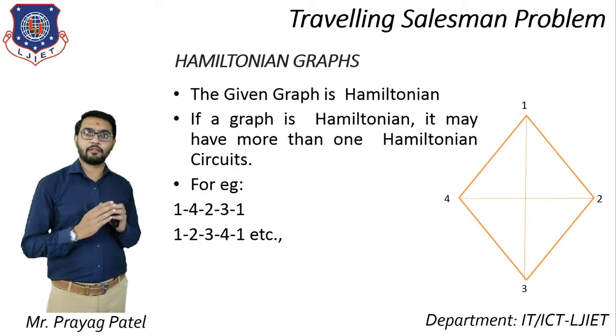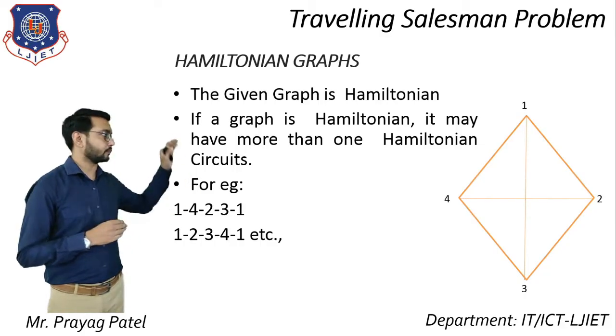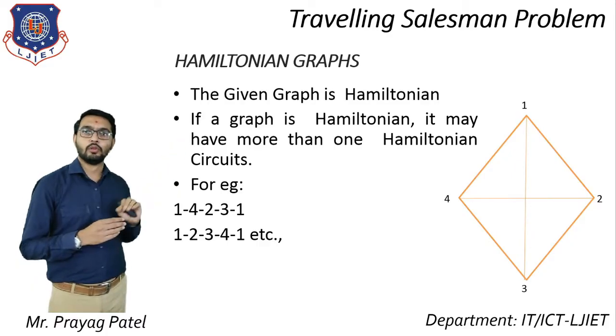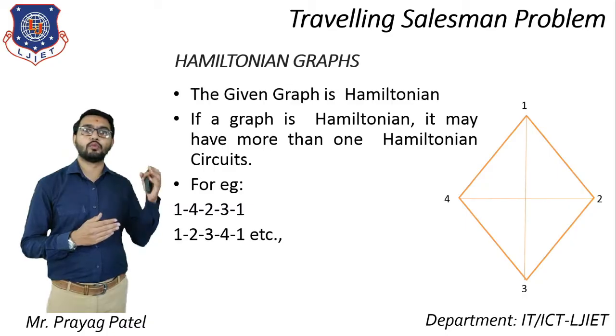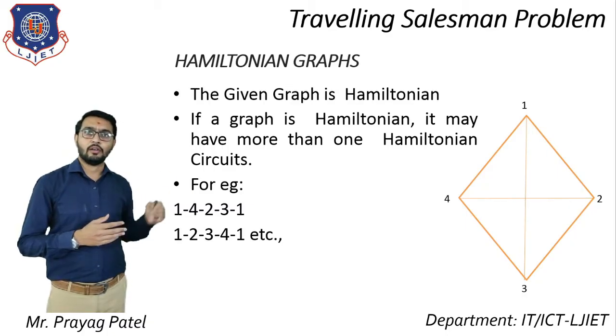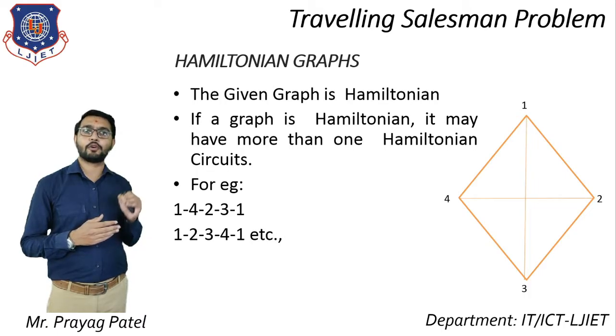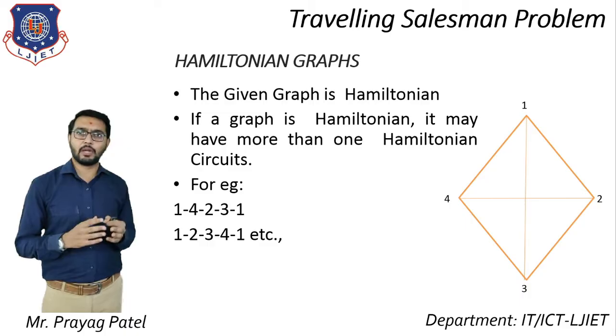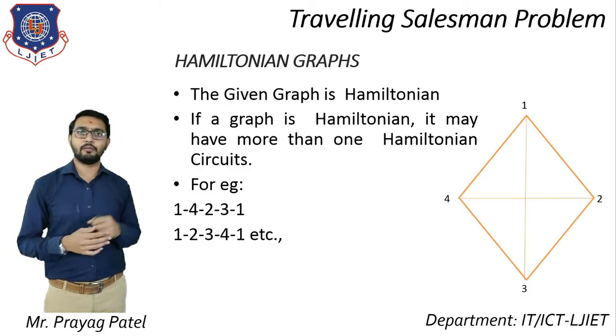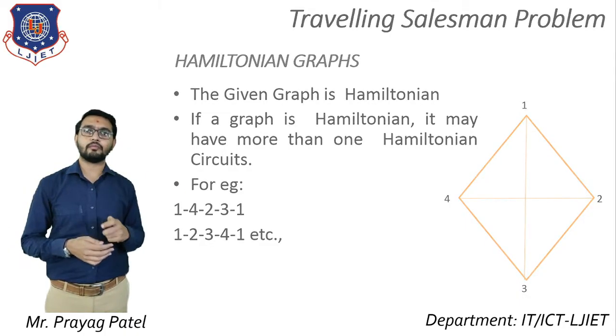For that, here we consider one path from node number 1 to 4, then 4 to 2, then 2 to 3 and 3 to 1. Now another path is 1 to 2, then 2 to 3, then 3 to 4 and 4 to 1. So more than one path is available for the Hamiltonian cycle from the given graph.